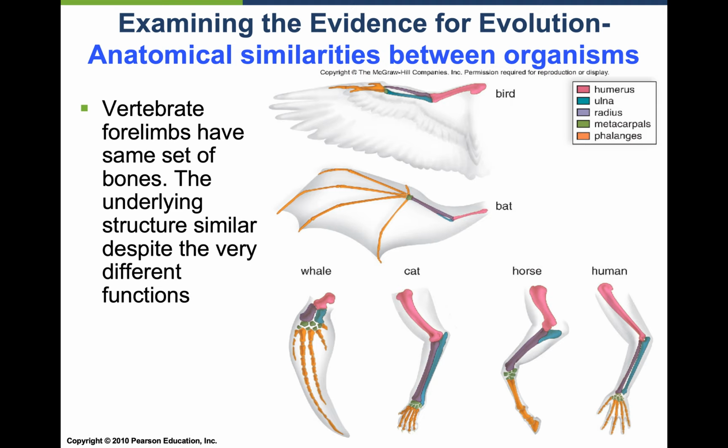So anatomical similarities, okay? The anatomy should be similar if there is evolution, and closely related organisms should have similar anatomy. Well, the vertebrate limb has the same bones in it, meaning the underlying structure is similar despite very different functions. So if you look at a bird bone here, here's the humerus, here is the radius, here's the ulna, here are the metacarpals, and here are the phalanges. If we look at a bat, you can see them as well. Here's the humerus, ulna, radius, metacarpals, phalanges. And you can do this in whales, cats, horses, and what's absolutely fascinating is that those same bones are present in the human limb as well.